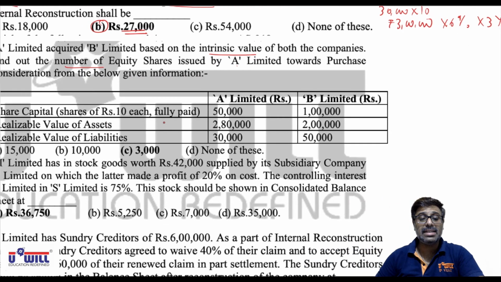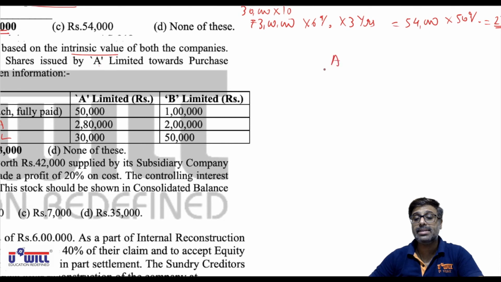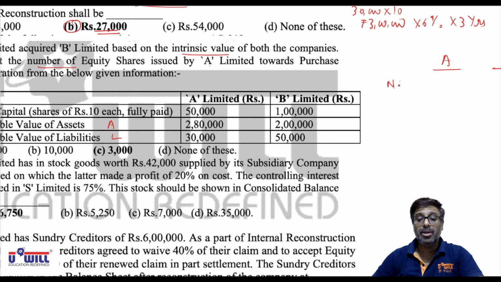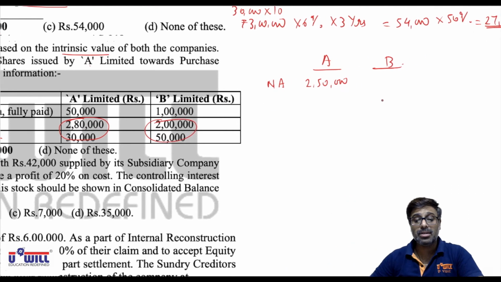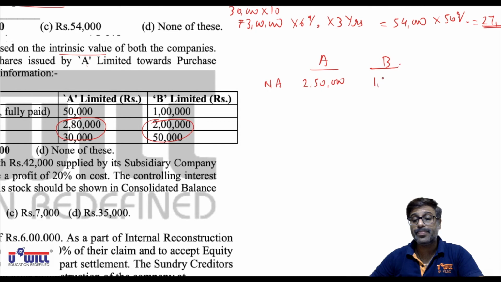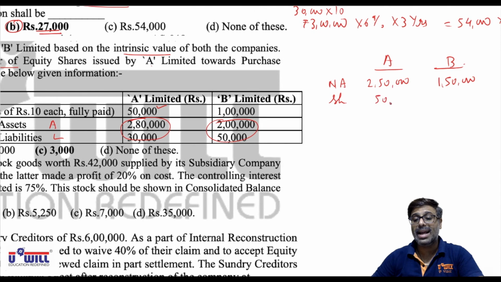Realizable value of assets and liabilities is given, so we can find for A Limited net assets and net liabilities. Okay. For A Limited, net assets would be how much? 2,80,000 minus 30,000, 2,50,000. For B Limited, net assets would be how much? 2 lakhs minus 50,000, 1,50,000. And what are the number of shares in A Limited? 50,000, and in B Limited 1 lakh. So if you divide that, you'll get the intrinsic value of shares.